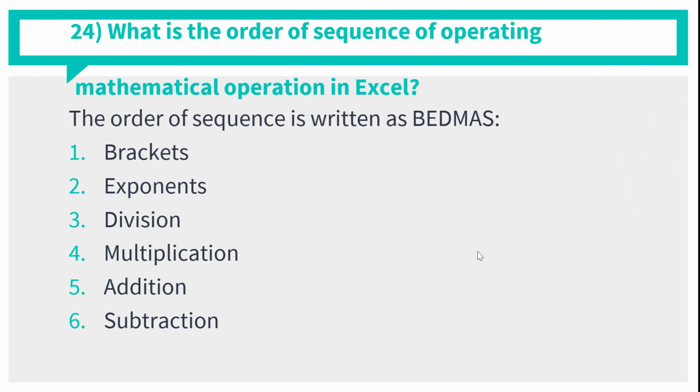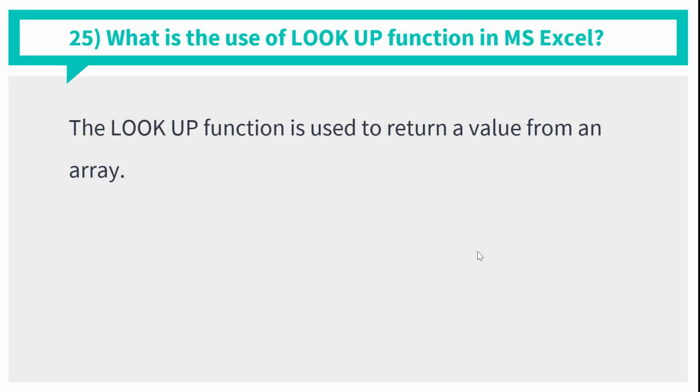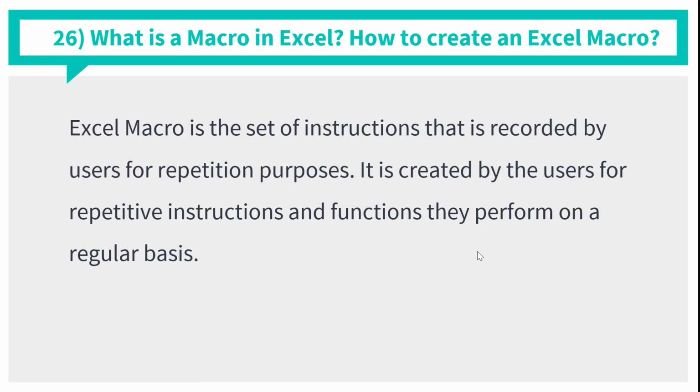What is the order of sequence of operating mathematical operations in Excel? The order of sequence is written as BODMAS: bracket, order (exponent), division, multiplication, addition, and subtraction. What is the use of the LOOKUP function in Microsoft Excel? The LOOKUP function is used to return a value from an array.